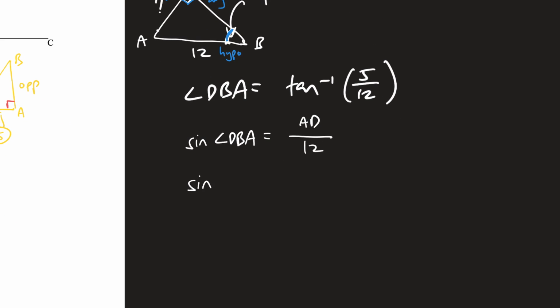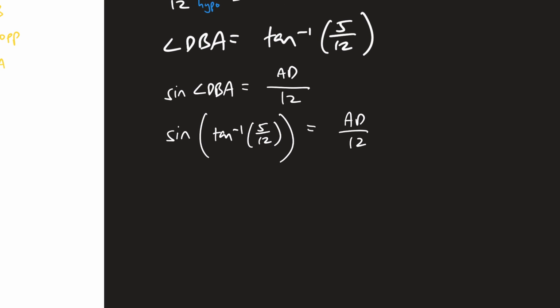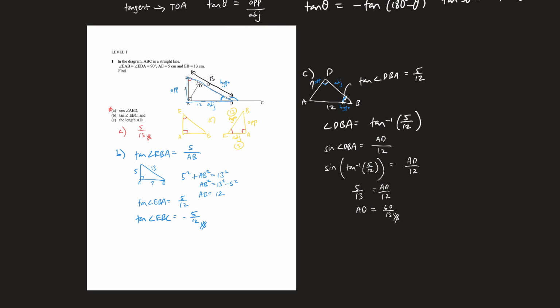Do I know what DBA is? Yes, DBA is simply tangent inverse of 5 over 12. Don't get frightened. Just key in tangent inverse 5 over 12 first, and then immediately take the sine of whatever you get, so that you don't round up or round down. That's the only reason why I'm doing this. Once you find it, you will immediately see that you get 5 over 13 here. Then you just cross multiply, and you get AD equals 60 over 13. Yep, there we have it.